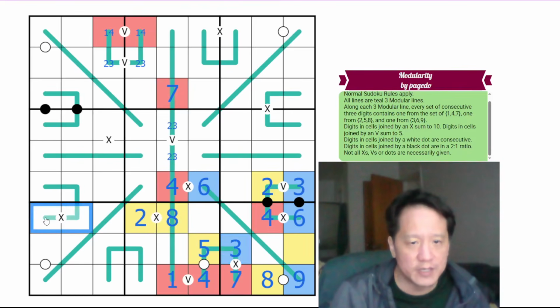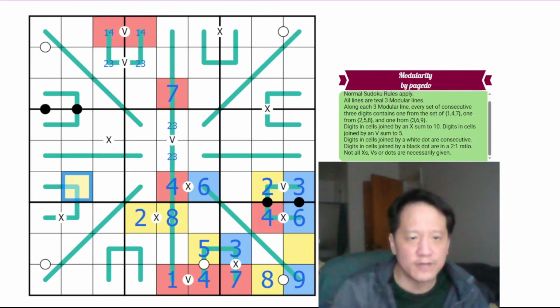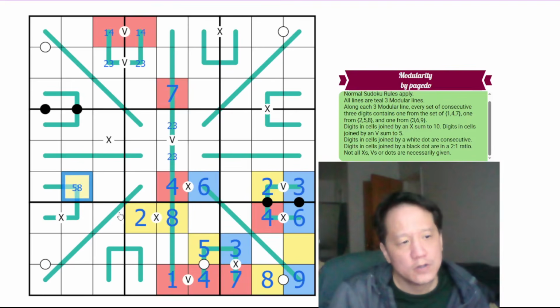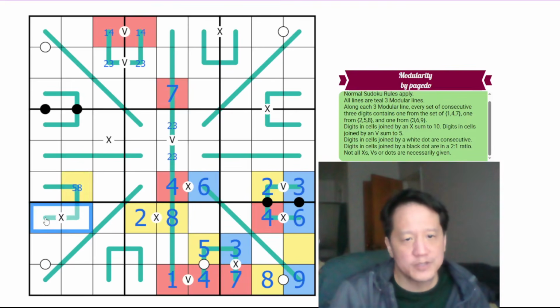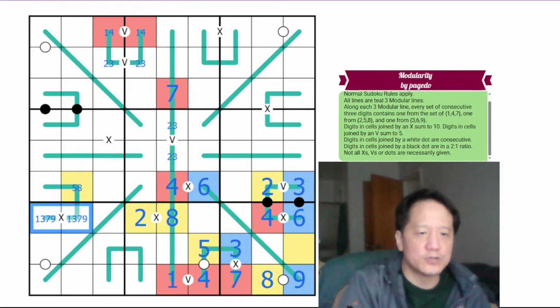Neither of these can be yellow now, because 5 cannot be next to an X, because it would have to add up with 5 to add up to 10. So where is the yellow in the set of 3? It has to be here. So this is yellow. It has to be 5 or 8 here. This cannot be 4 and 6. It's 1, 9 or 3, 7. We're not sure which.